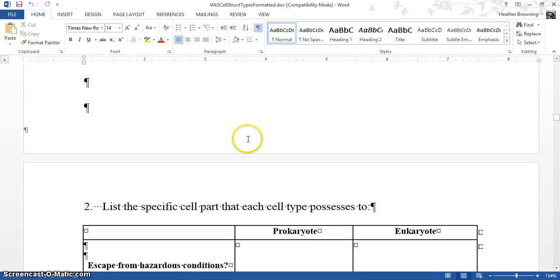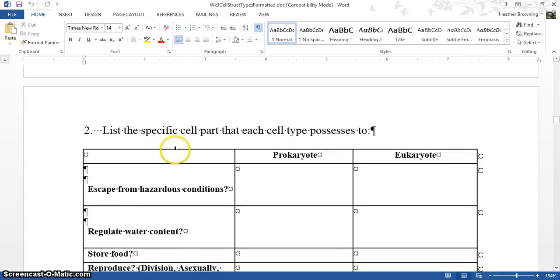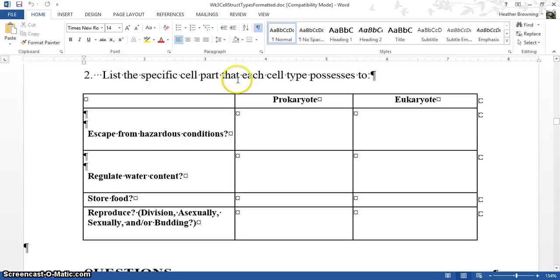And they ask, what are the differences observed between the 2 cells? So what did you see that was different? What's the difference between a prokaryote and a eukaryote? And then here we're going to list the specified cell part that each cell possesses.